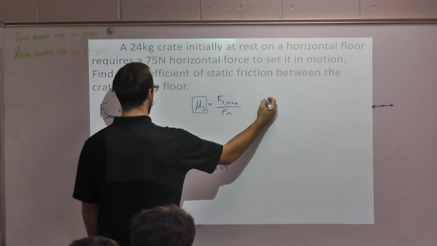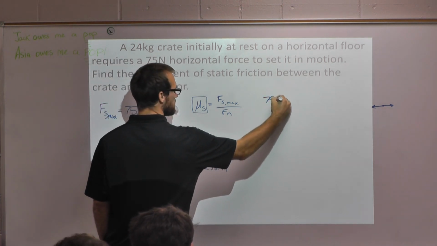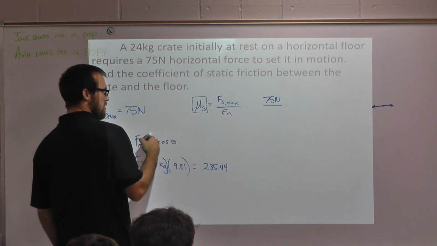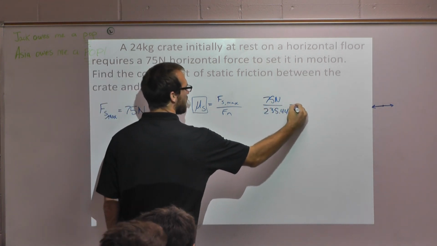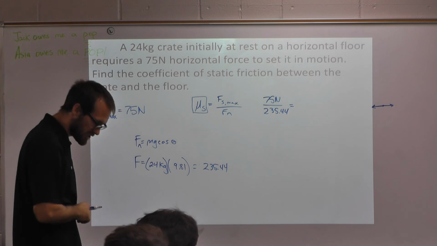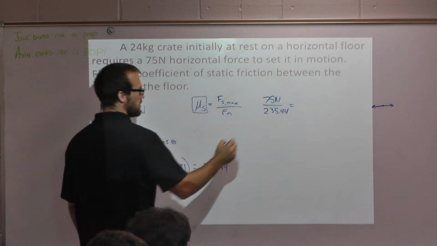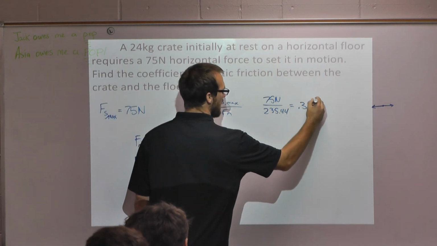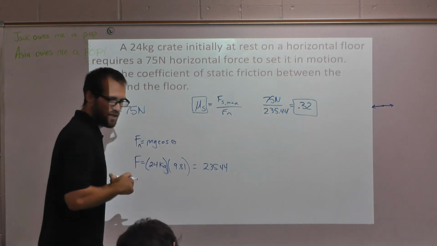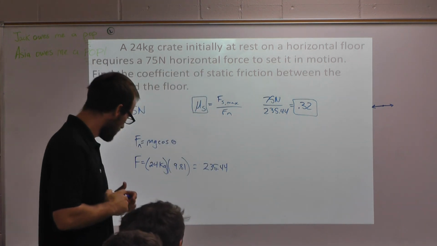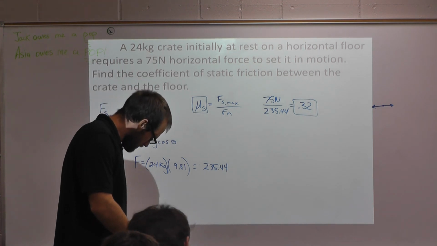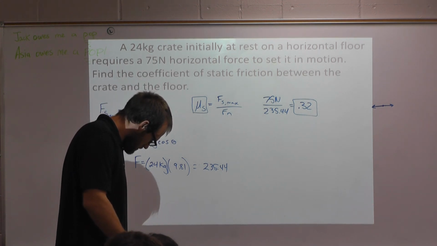We know the Fs max is 75 newtons, and we know the normal force in this context is 235.44. We can figure out what the coefficient of static friction is, and it's 0.32. Now if you look in your sheet, you can figure out what surface we're on. Ice on ice? It doesn't have anything, does it?